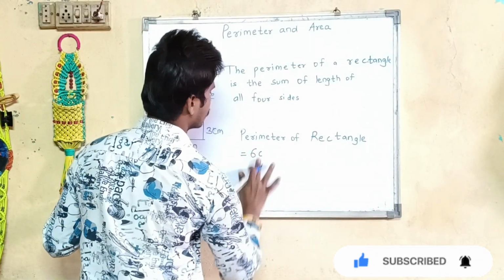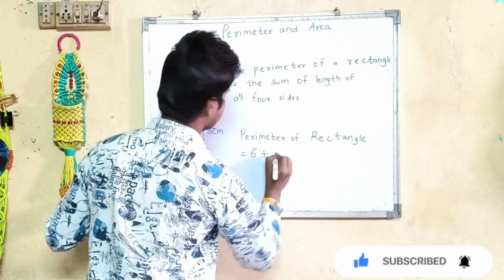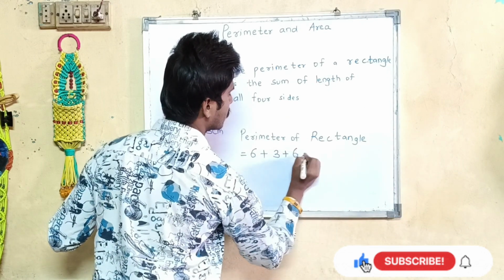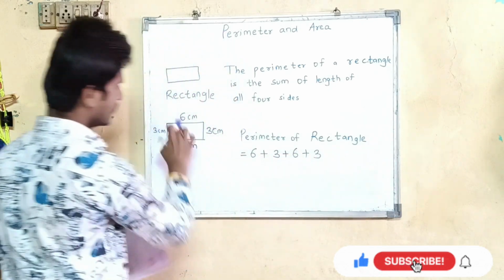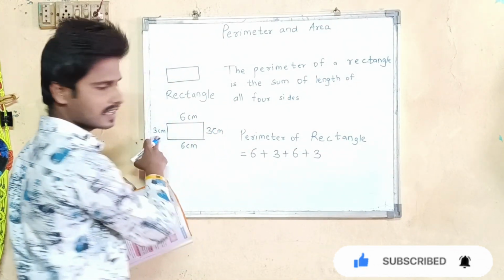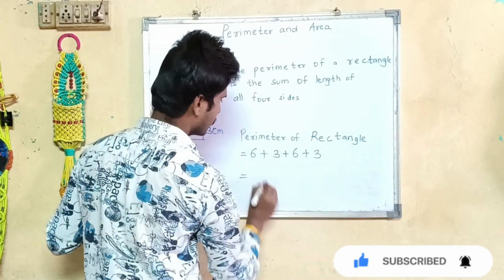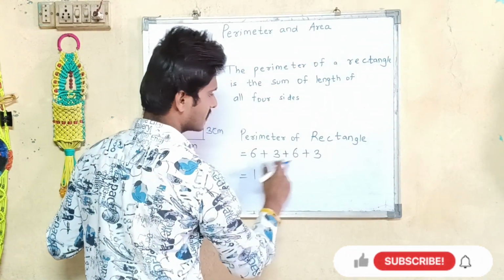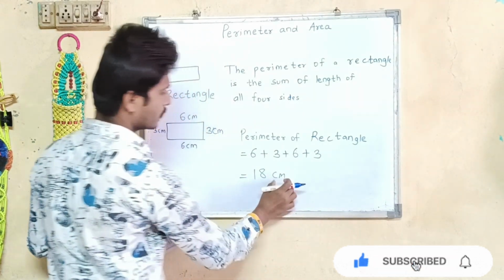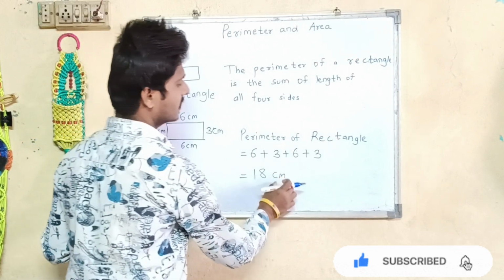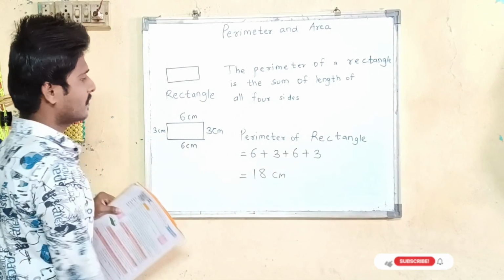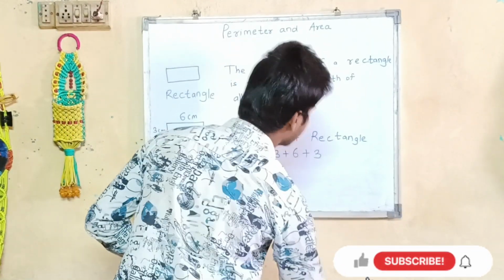So 6 centimeter, no need to write the unit here, you can simply add 6 plus 3 plus again 6, we will go clockwise, and then 3. See, I have started from here, 6 plus 3, then again plus 6, and then the last 3. After adding all the given sides, you will get the total as 6 plus 3 is 9, plus 6, 18 centimeter. In the last you are supposed to write the unit. If you do not write the unit, you will lose half marks for this. Okay, so for the square and the rectangle we have seen. Now we will see for the triangle.